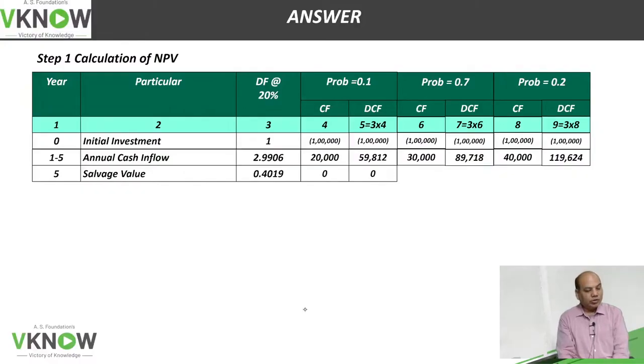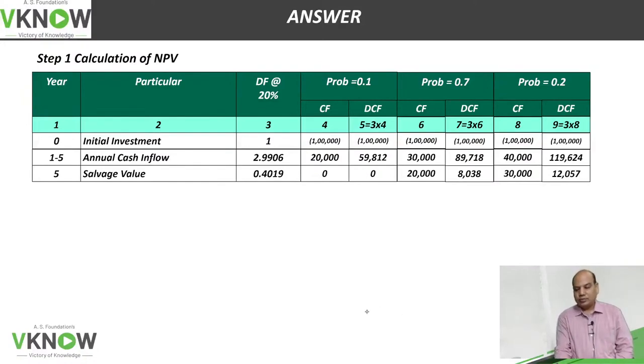Present value will be 0 in the first scenario, then 20,000 in second scenario with 0.4019 factor, 8038. Very good. Next, 30,000 into 0.4019, 12057. NPV.